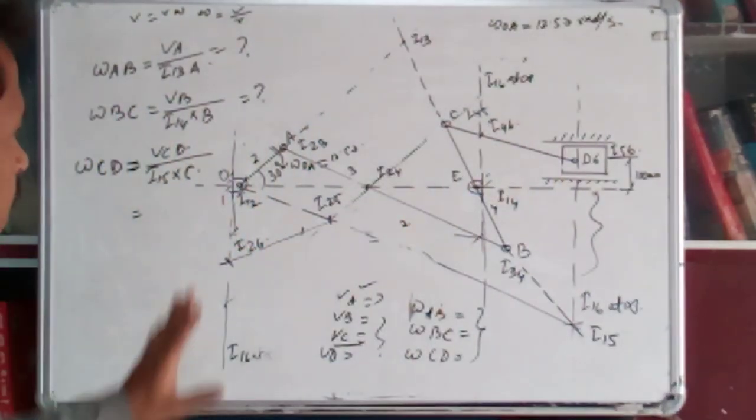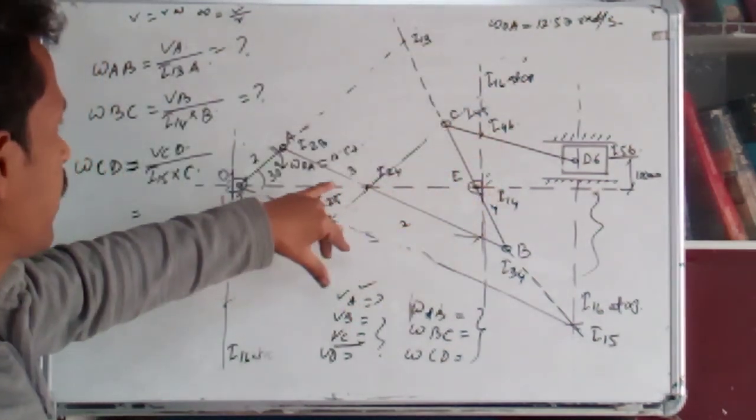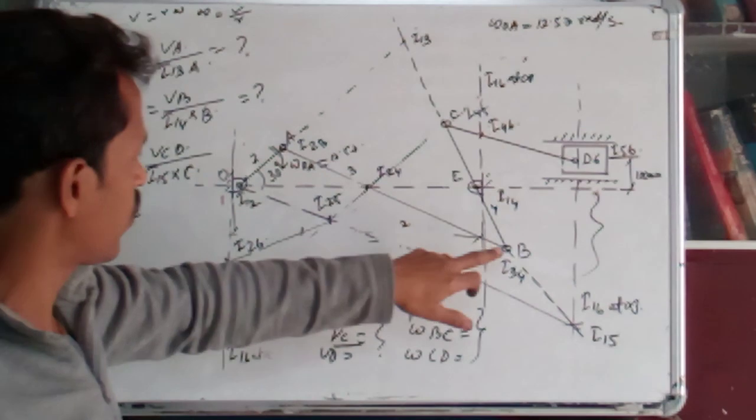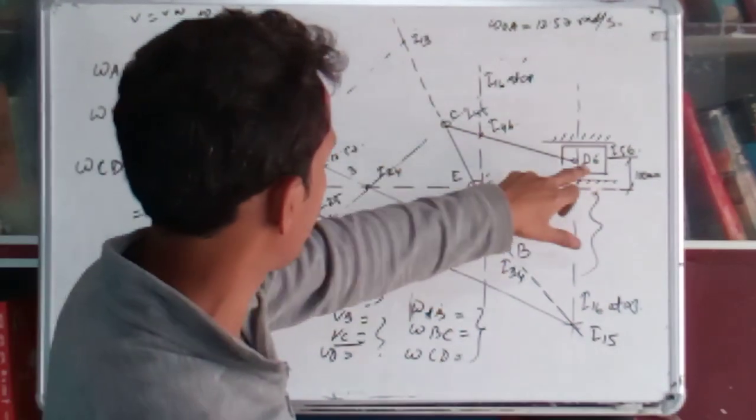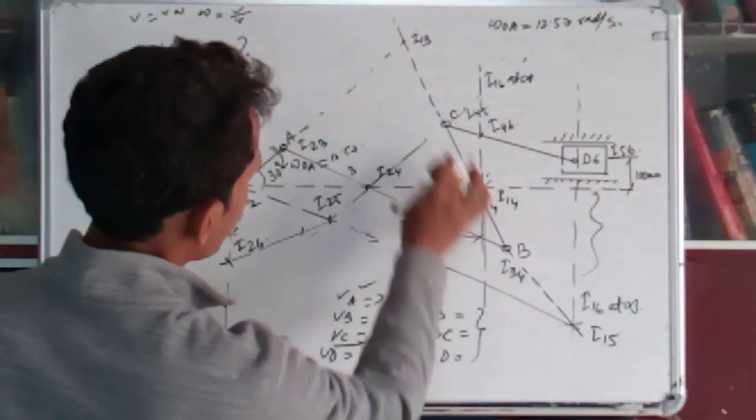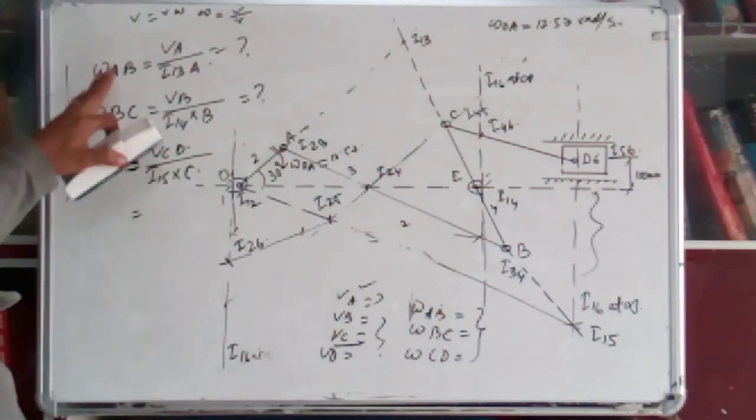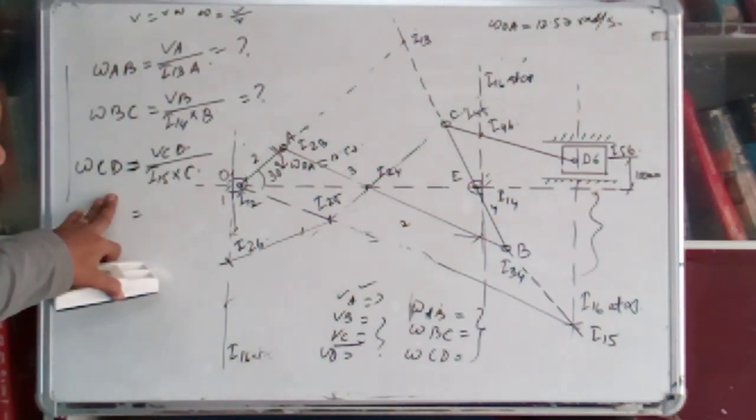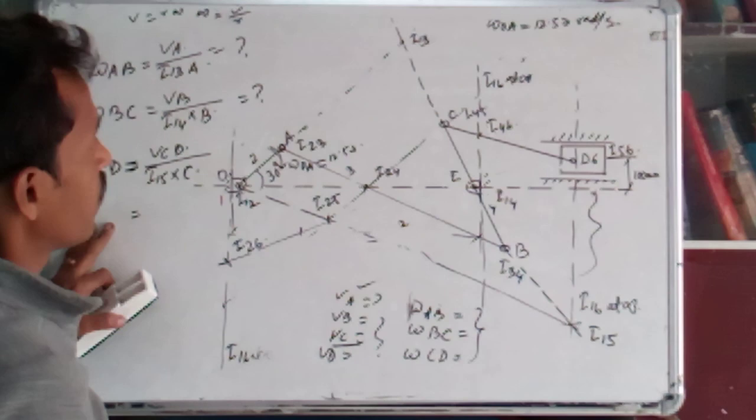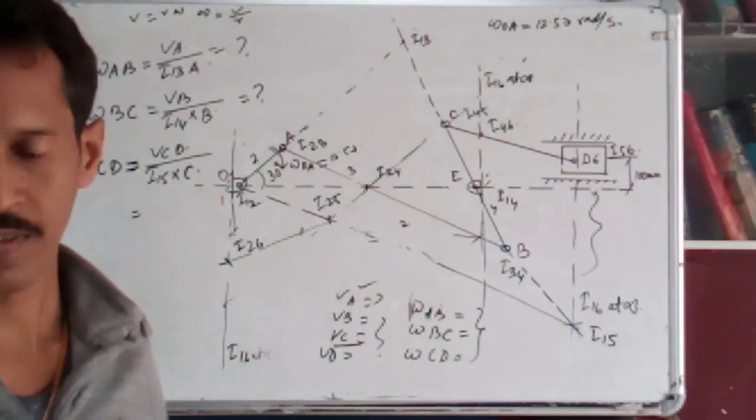Here you can see that first of all we found the different instantaneous centers, then the angular velocity of A, then the velocities of B, C and D. Next we found the angular velocities of AB, BC and CD, the angular velocities of the different links. So that is the method to find the velocity and angular velocity of the slider crank mechanism. Hope you have understood. Thank you.